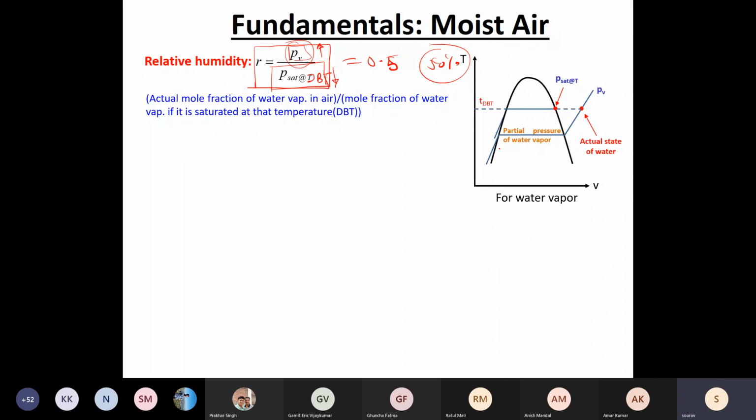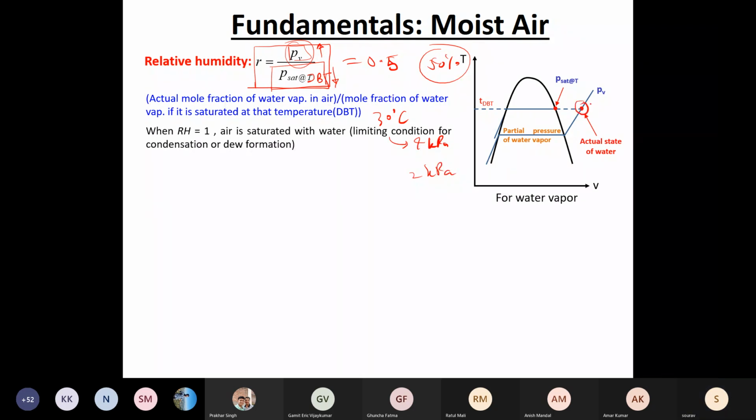Again, if I go back to my previous example, let's say the temperature is 30 degrees, and corresponding to that the saturation pressure is 4 kPa. Let's say air actually has only 2 kPa water vapor. So I am over here. Unsaturated air invariably means the water vapor state is superheated. So this is your 2 kPa line and this is your 30-degree line. They intersect in the superheated region.